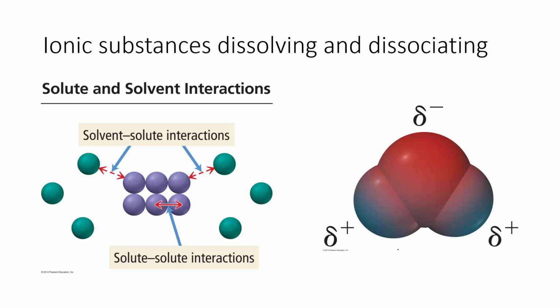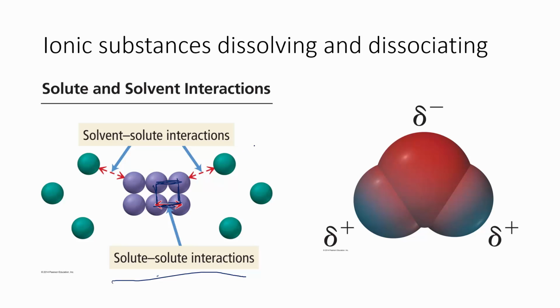So how do things dissolve and dissociate? How do these ionic substances do this? Well, there are intramolecular forces between one atom and the next that are holding the ions to each other. Those are solute-solute interactions. So the positive ions are attracted to the negative ions.